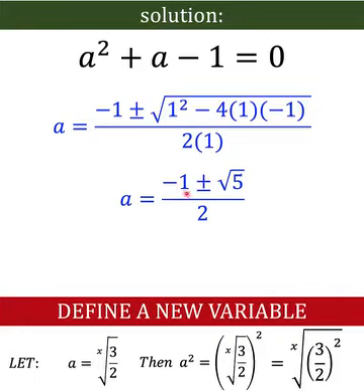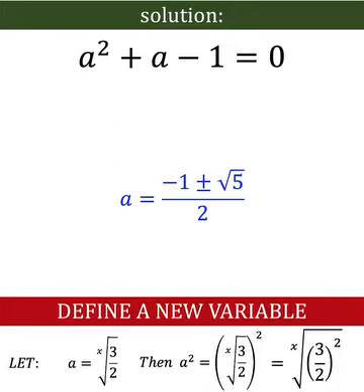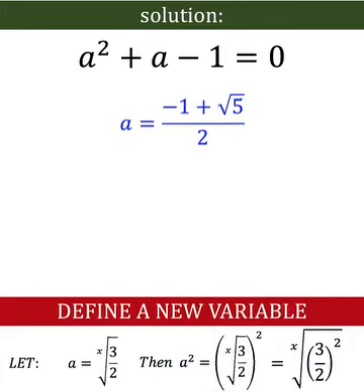One is -1 minus square root of 5 over 2, which is clearly negative. And the other one is -1 plus square root of 5 over 2, which is positive because the square root of 5 is greater than 1. This means that we only accept that value where a is greater than 0. So a must be -1 plus square root of 5 all over 2. The other one is an extraneous root.